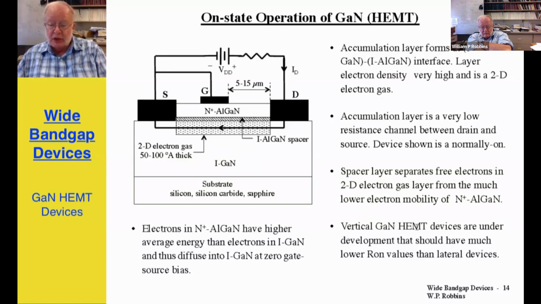Vertical GaN devices are under development that in principle should have much lower on-state values than the lateral devices. However, those are not yet ready for prime time, and so further development is going to be required.